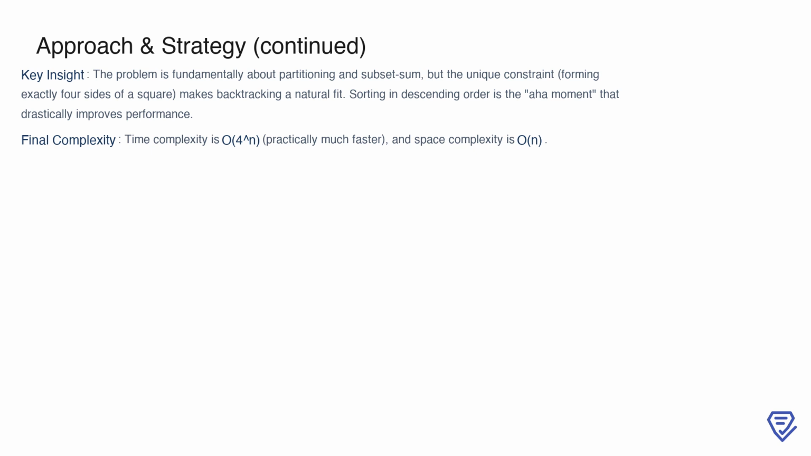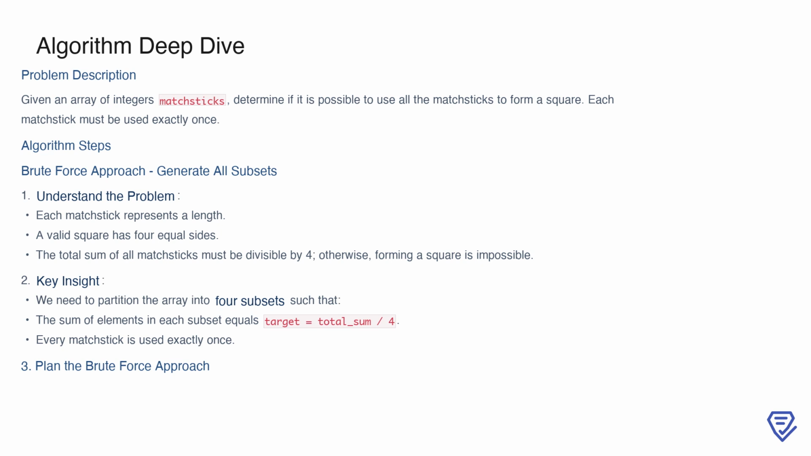To solve the problem of determining whether we can form a square from a given array of matchsticks, we need to first understand what makes a valid square. Each matchstick in the array represents a side length, and to form a square, all 4 sides must have equal lengths. This means the total sum of all matchsticks must be divisible by 4, otherwise, forming a square is immediately impossible. The core challenge is then to partition the matchsticks into 4 subsets where the sum of each subset equals the target length, which is the total sum divided by 4.